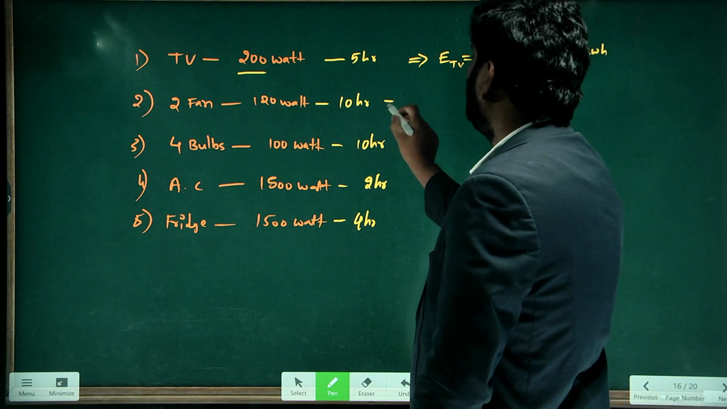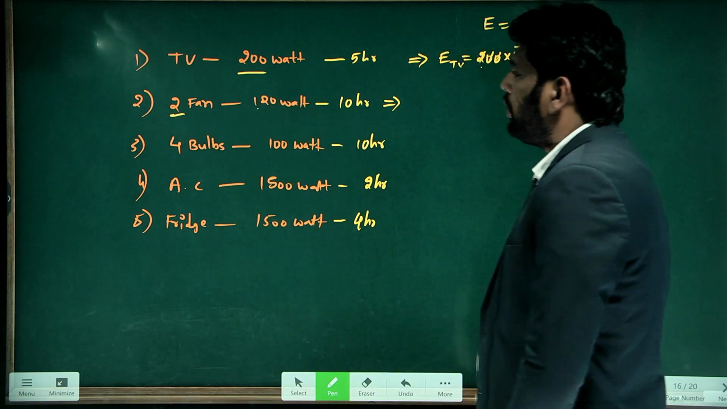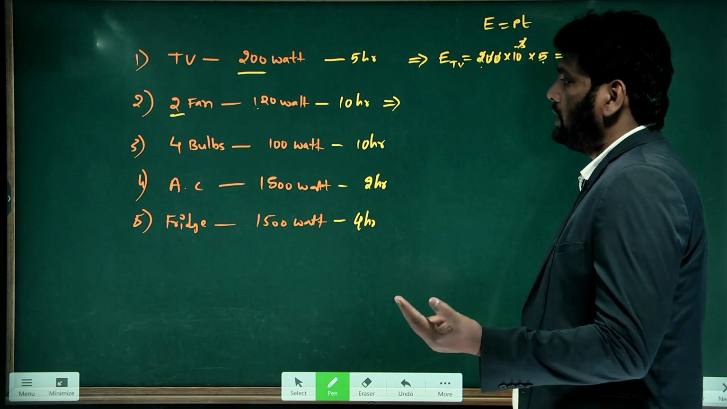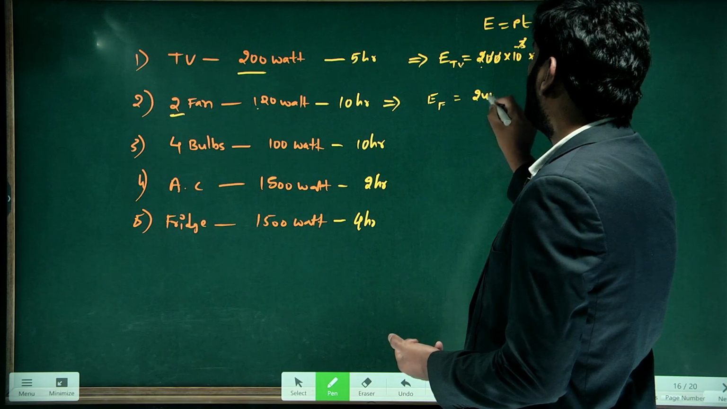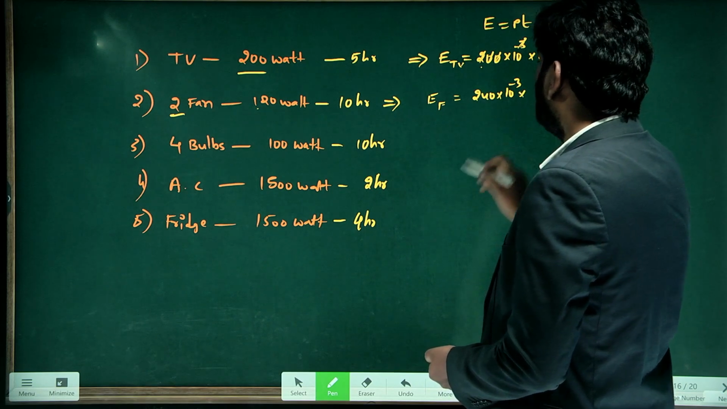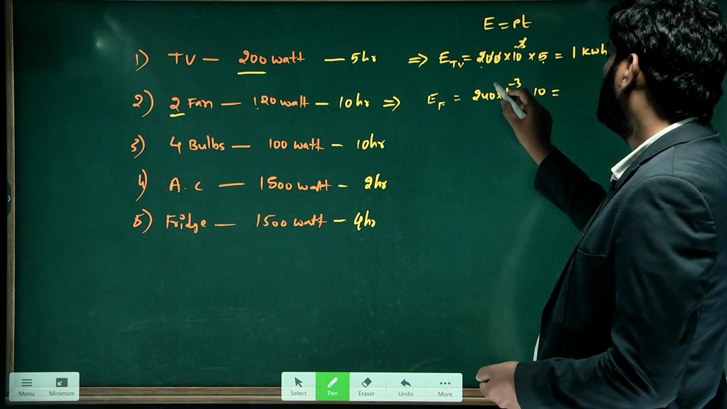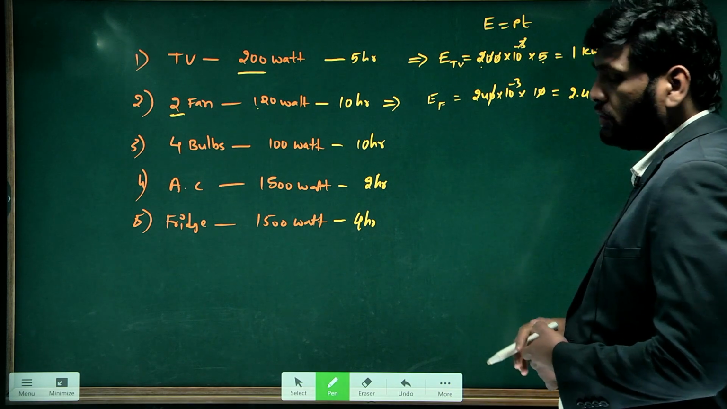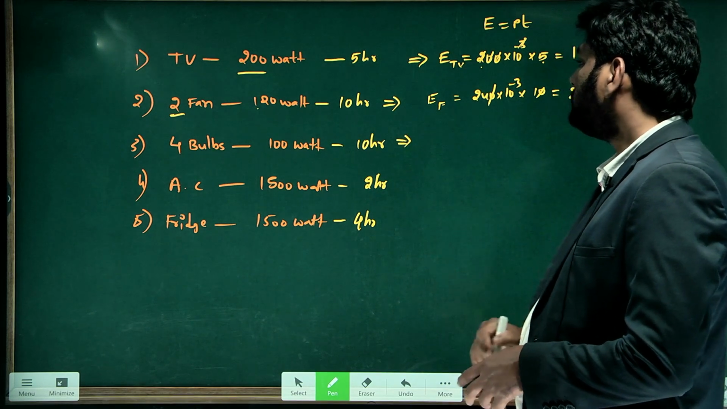Similarly, the fans. How many fans are there? 2 fans. Each fan's wattage is 120, which means 2 fans would be 240. So the energy consumed by the fans is 240 watts, converted into kilowatts by multiplying with 10 power minus 3, used for 10 hours, multiplied with 10. So finally 2.4 kilowatt hour. How many kilowatt hours of energy consumed? 2.4 kilowatt hour.